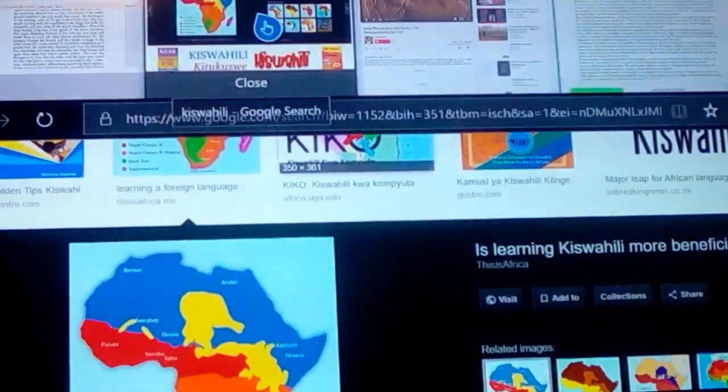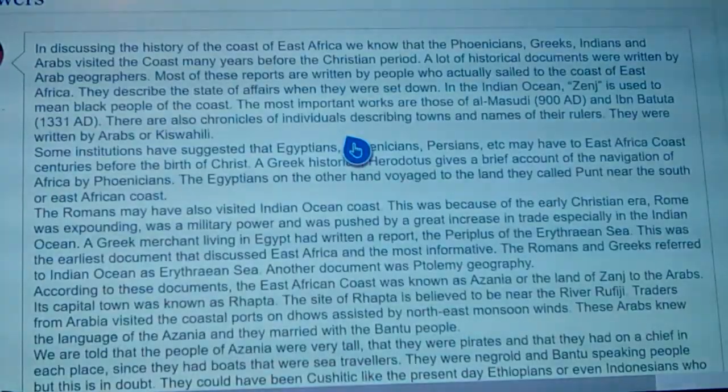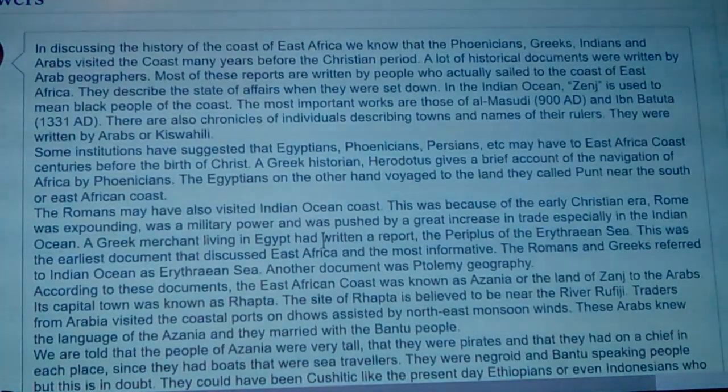Let's go back to this. So, no, I would just generally say that it would be the Arabs that would have chronicled all of this. Some institutions have suggested that Egyptians, Phoenicians, and Persians may have voyaged to the East African coast centuries before the birth of Christ. She's missing a word there. A Greek historian, Herodotus, gives us a brief account of the navigation of Africa by the Phoenicians. The Egyptians, on the other hand, voyaged to the land they called Punt near the south or East African coast.